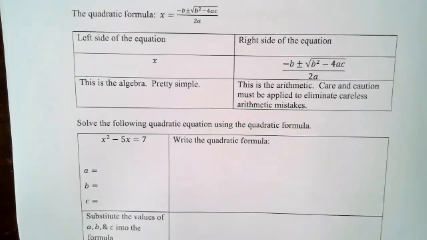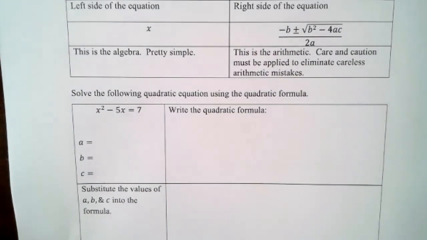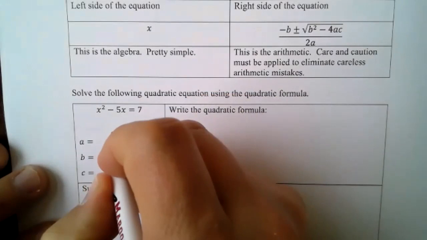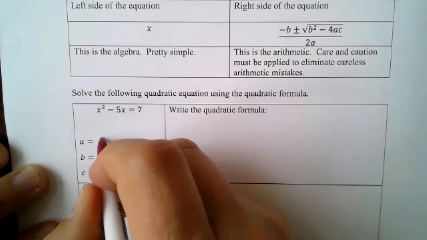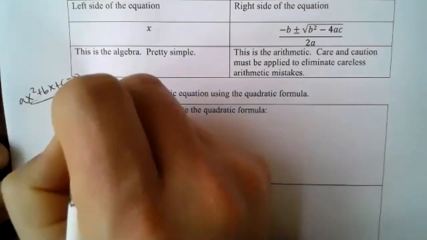Right. So let's see. Solve the following quadratic equation using the quadratic formula. Now, I'm going to be able to go through some of this, but I'm not going to be able to finish this because we are just about to be through with this lesson. So if you'll notice, this right here is not easy to deal with, because it's not in the format of ax squared plus bx plus c equals zero. That's standard form of a quadratic equation.